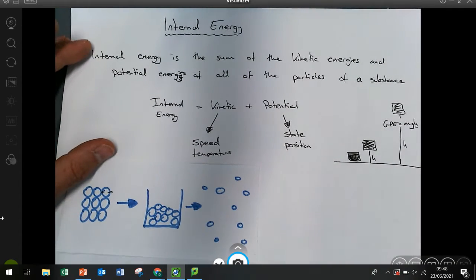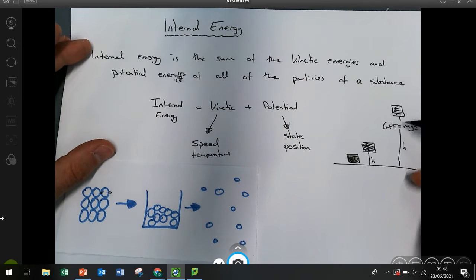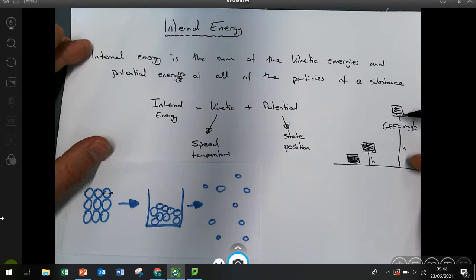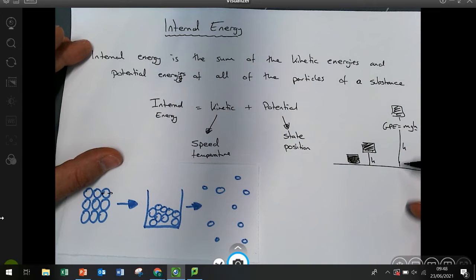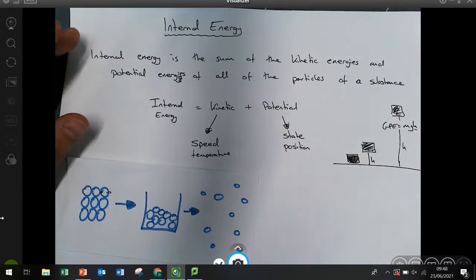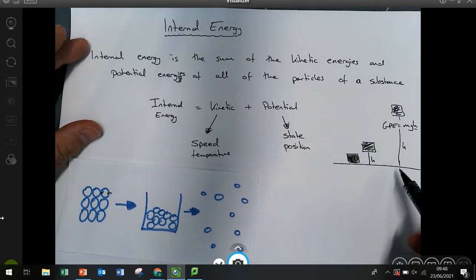But what exactly do I mean by this? Well, I mean that it has the potential to fall. It has the ability to fall. If I let go of this object, it would fall down towards the ground because it has this store of potential energy that could transfer into something else.